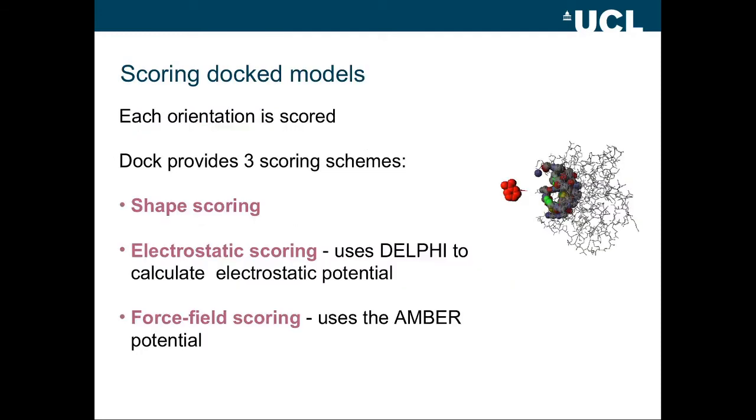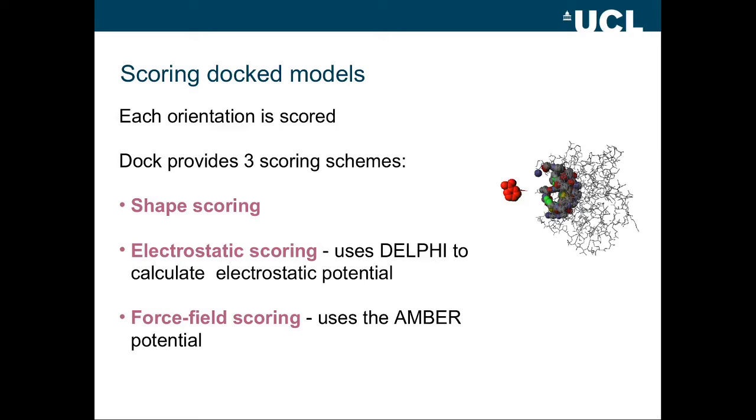As I said, we may have 10,000 or more different orientations for a given conformation of a ligand, and therefore we need to score those and find out which is likely to be the best conformation and the best orientation. So DOCK provides 3 scoring schemes. The first is a simple shape-based scoring, and that's really just matching where the atoms go into the pocket and the spheres that we have placed within the pocket.